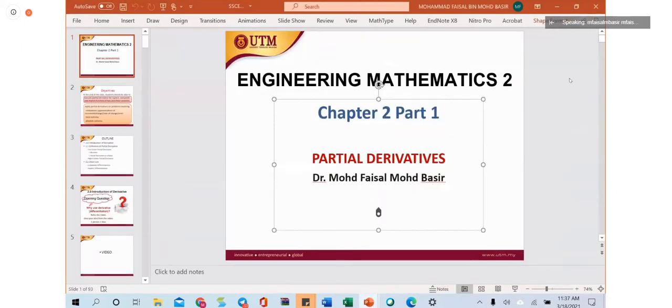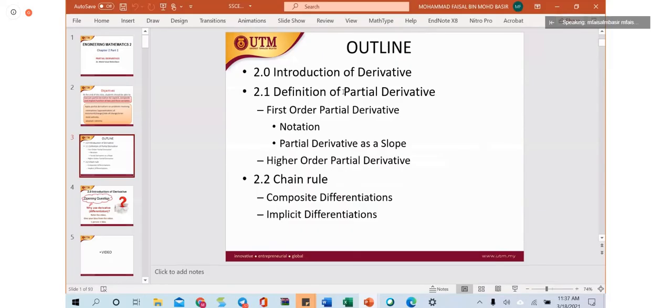Chapter 2 part 1. Okay, so chapter 2 part 1 will be easier. It is partial derivatives. We will introduce the partial derivative, first order notation, partial derivative as a slope, higher order, chain rule, composite, and implicit.